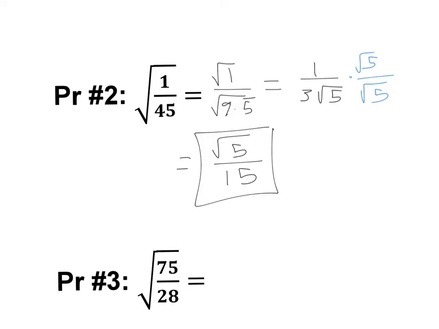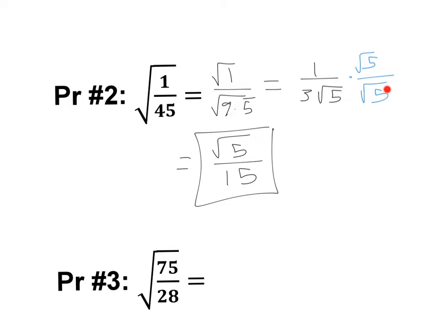Okay, so we could separate this as the square root of 1 over the square root of 9 times 5. Square root of 1 is 1, square root of 9 is 3. Square root of 5 cannot be simplified, so that's just the square root of 5. We can't have a square root on the bottom, so we've got to rationalize it. And we get a square root of 5 on top.